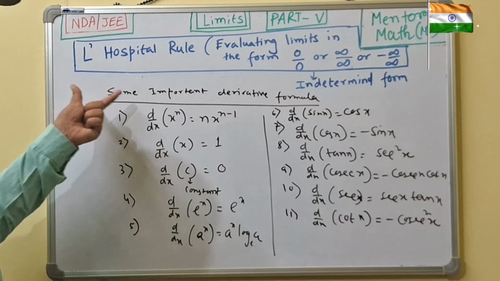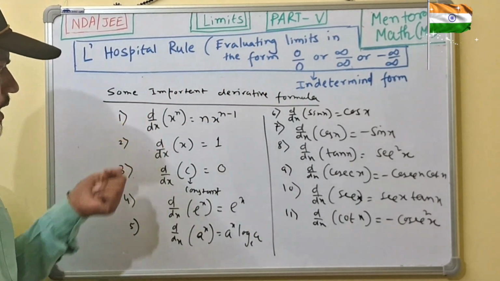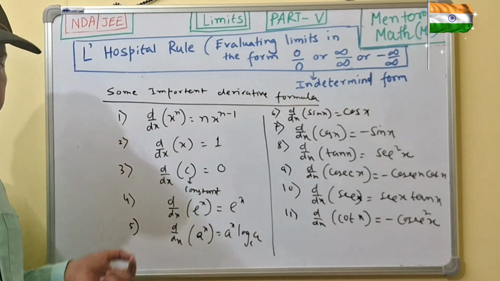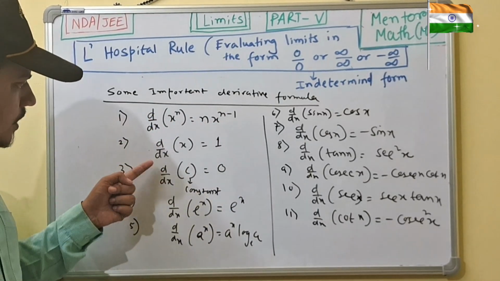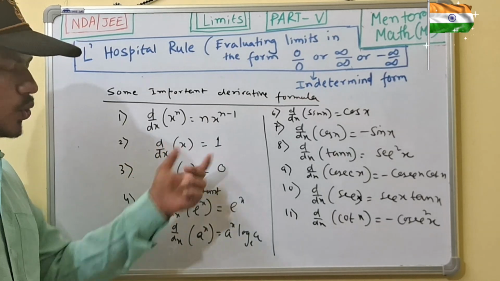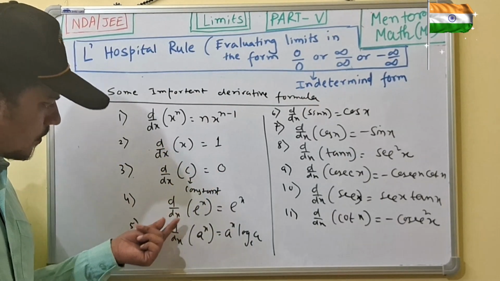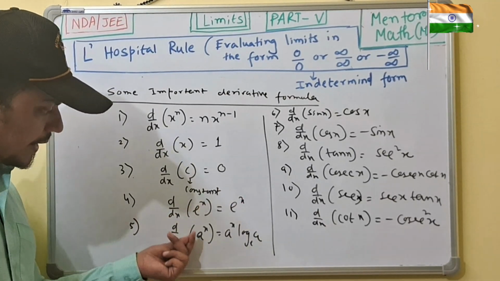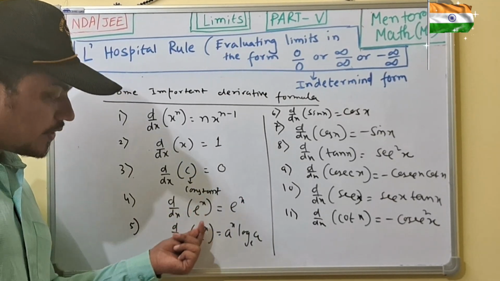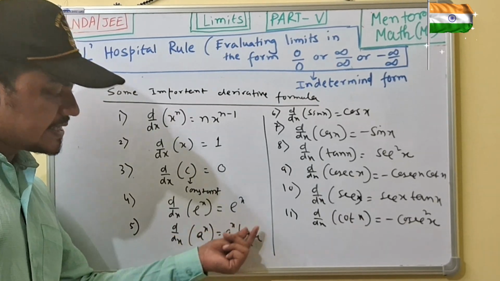Here are some important derivative formulas. First, the derivative with respect to x of x to the power n is equal to n x to the power n minus 1. Number 2, the derivative of x with respect to x is equal to 1. The derivative of a constant is equal to 0. The derivative of e to the power x is equal to e to the power x. The derivative of a to the power x, some constant to the power variable, with respect to x is a to the power x log base e of a.